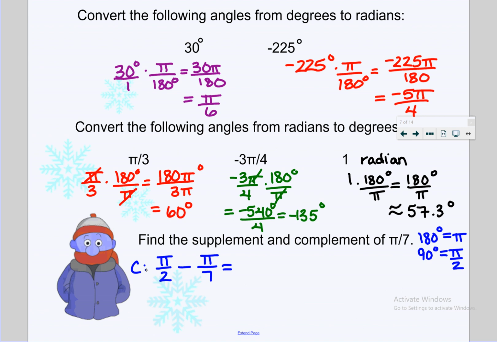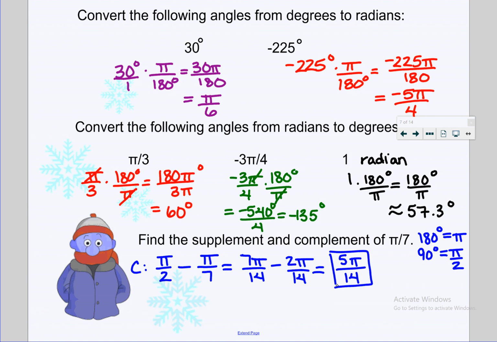What do you need to be able to add or subtract fractions? Common denominator. What's the common denominator if I have a 2 and a 7? 14. So the first one I got to multiply by 7. So that's 7 pi over 14. The second one I have to multiply by 2. So it's 2 pi over 14. And then when I subtract them, denominator stays the same. 14. 7 pi's minus 2 pi's is 5 pi's. That's the complement. 5 pi over 14.